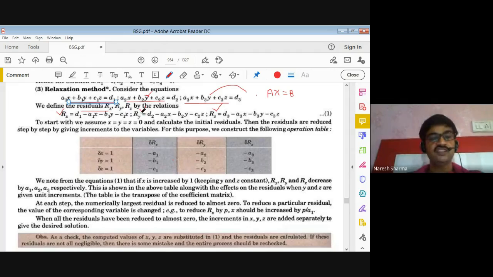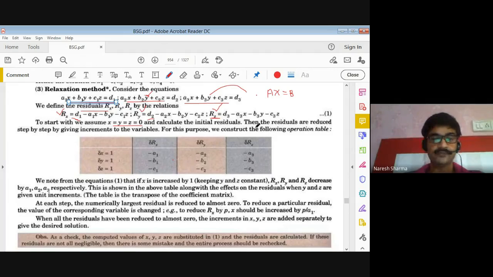For the initial value of the residual, we assume your x, y, z are 0. If we assume x, y, z are 0, then rx is your d1, ry is your d2, rz is your d3 only. So now we try to decrease these residual values up to 0 or nearly 0. To reduce these, we first choose the maximum value of residual. Suppose your d1 is maximum, so we try to reduce that first, or if d3 is maximum, so we try to reduce the residual of z.